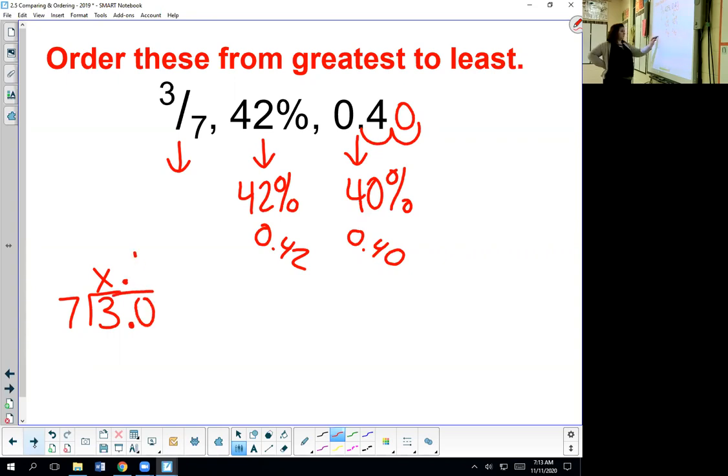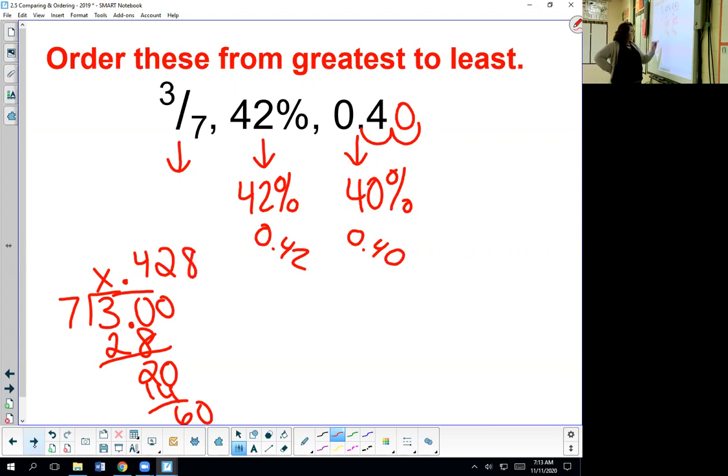Okay, 7 times 4 is 28. 2, add a 0, bring it down. 7 times 2 is 14, that's 6, 60. 7 times 8 is 56, which is 40.